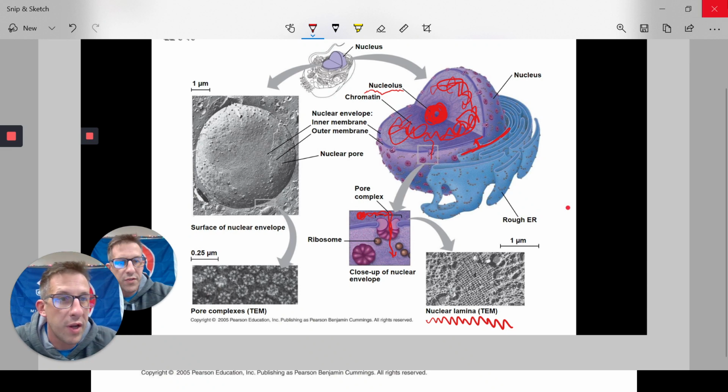Okay, so enough about the nucleus. We've talked about the general structures of the nucleus and what they're used for and why it's compartmentalized and things of that nature.